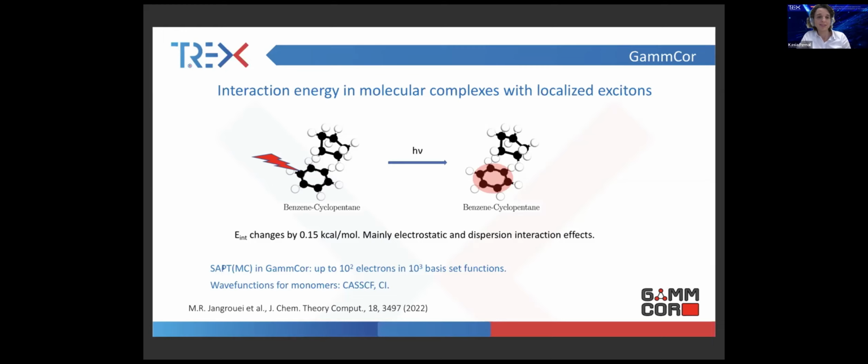SAPT-MC, SAPT multi-configurational, which is implemented in GAMCore, as I said already, but I will repeat because we are quite proud of it, can handle up to 100 active electrons in up to 1000 basis set functions for SAPT. The wave functions that you can use for the monomer description must be run outside of GAMCore by one of the codes that I listed before, could be CASSCF or CI or DMRG.